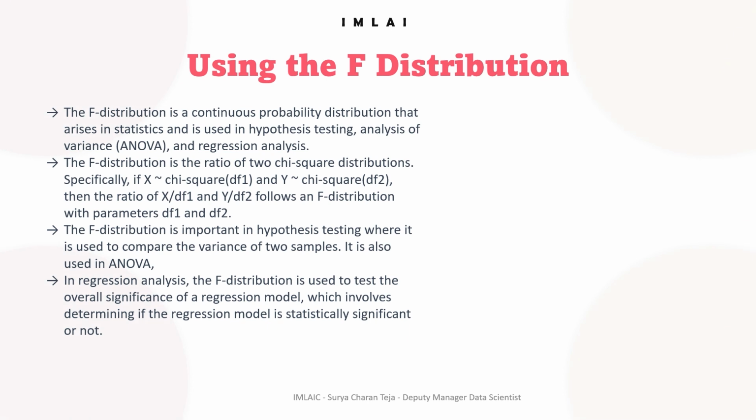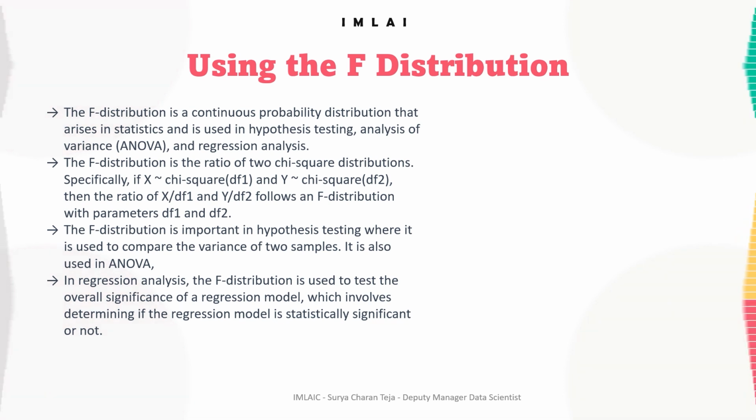Like other probability distributions, the F distribution can be plotted using a probability density function, which we call the PDF, and a cumulative distribution function, which we call the CDF. The shape of the F distribution depends on the values of df1 and df2. The PDF is typically skewed to the right and has a long tail towards the positive side, whereas the CDF is a continuous function that starts at 0 and approaches 1 as x increases.